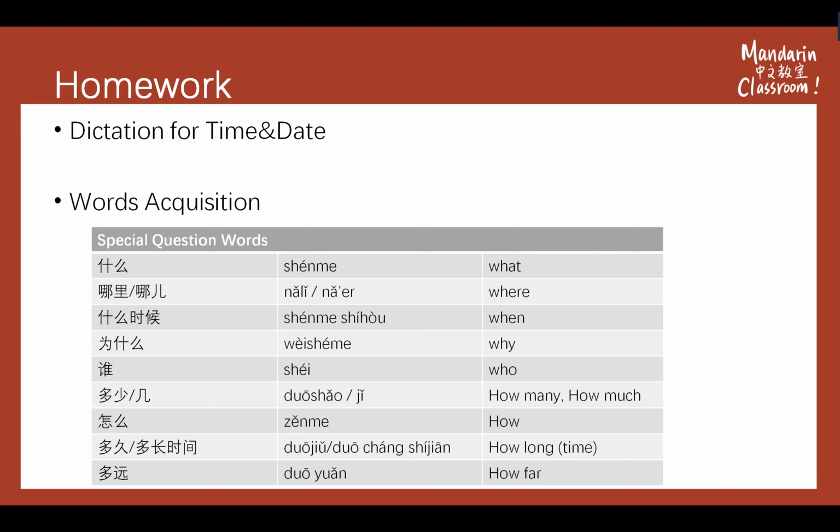Okay, so let's go to the next part. It's the last part. It's a homework, and there's a dictation for time and date again. So each time I will read twice. So you have to write down what time it is, and write the AM or PM if you like. So first one.